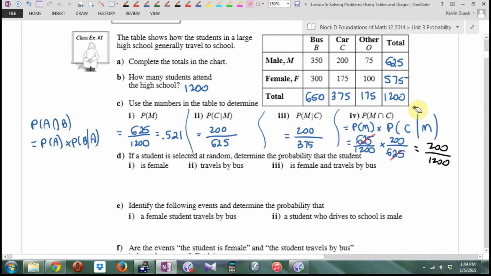If a student is selected at random, what's the probability that the student is female? How can I calculate it? I'll give you a hint. It's going to be something over something. 575 over 200. That's all I want. What? 575 over 200. 575 out of 1,200. What's the probability that a student travels by bus? 650 over 1,200. Jordan, 650 over 1,200.